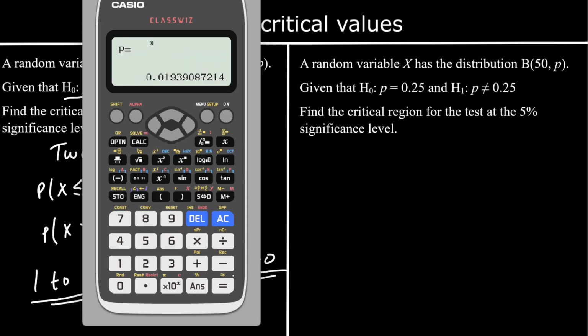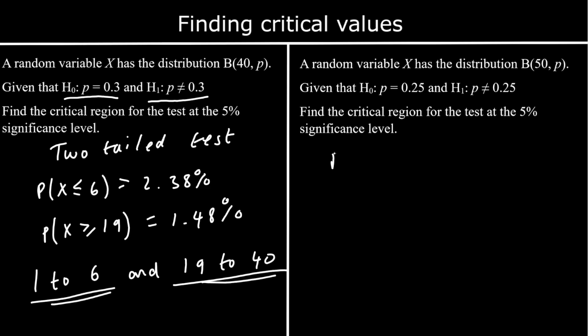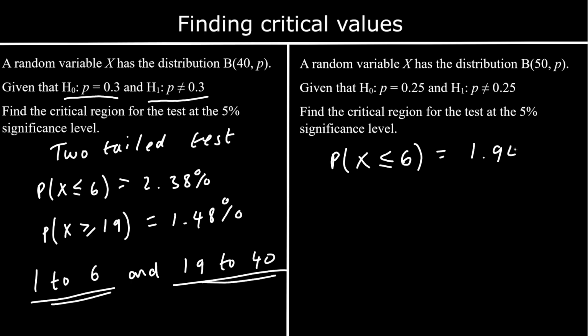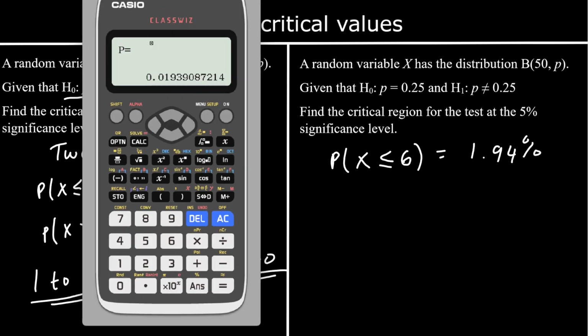6 takes us below, so 1.94%. So the probability that X is less than or equal to 6 is 1.94%. So that's our most extreme on the lower end.